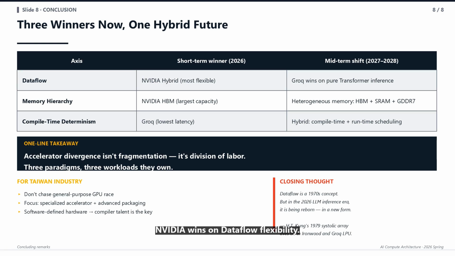NVIDIA wins on data flow flexibility. NVIDIA wins on memory capacity. Groq wins on compile time latency. But midterm, in 2027 to 2028, all 3 axes will go heterogeneous and hybrid. One-line takeaway: in the LLM inference era, accelerator divergence isn't fragmentation. It's division of labor. 3 paradigms, each owning a workload no one else can touch.